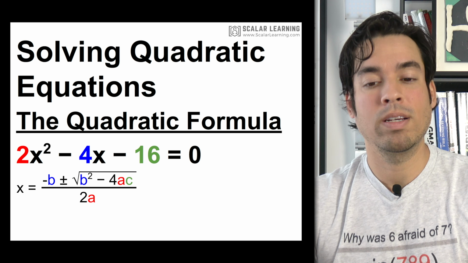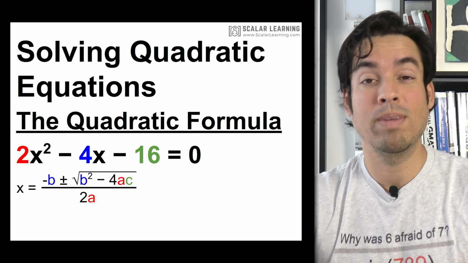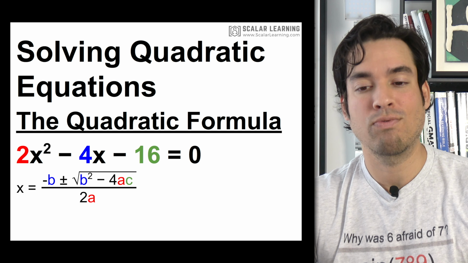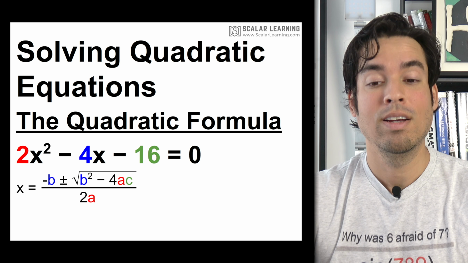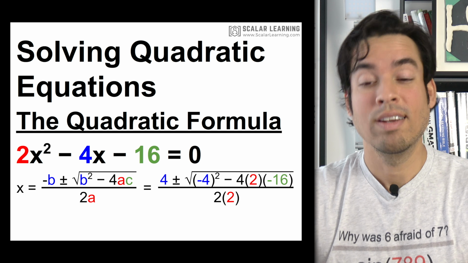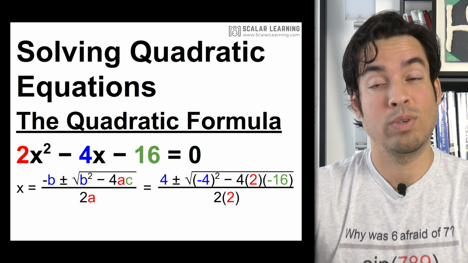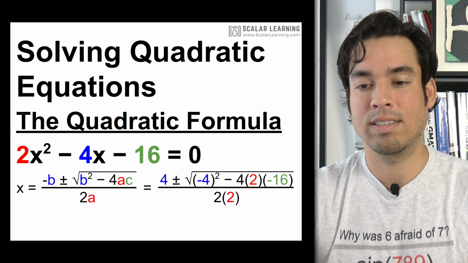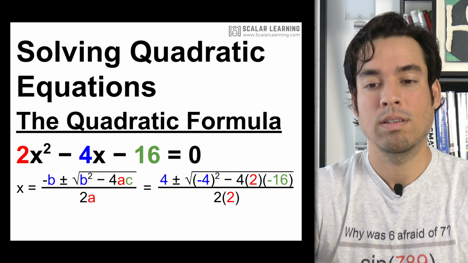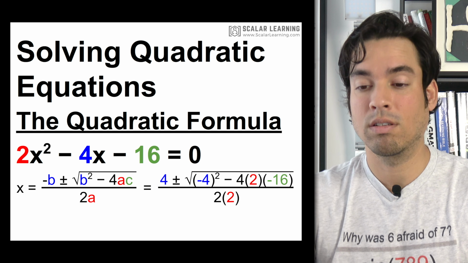The quadratic formula is something you've got to memorize. You've got to commit it to memory. -b plus or minus the square root of b squared minus 4ac, over 2a. And now if you know that, it's just straight plug and chug, right? So guess what? The -4 is the b, the 2 is the a, and the -16 is the c. So you notice I just plugged all those in. I used blue to denote b, green to denote c, and red to denote a.